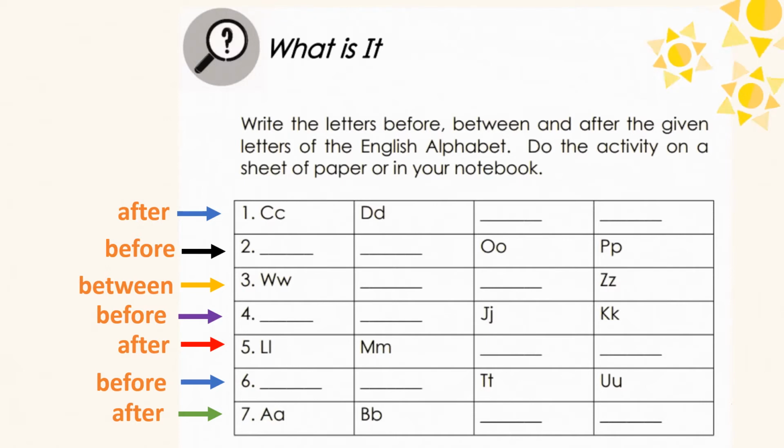Number 6, blank, blank, T, U. What are the two letters that come before T? Write it on your notebook. And number 7, A, B, blank, blank. What are the two letters that come after B? Write it on your notebook.